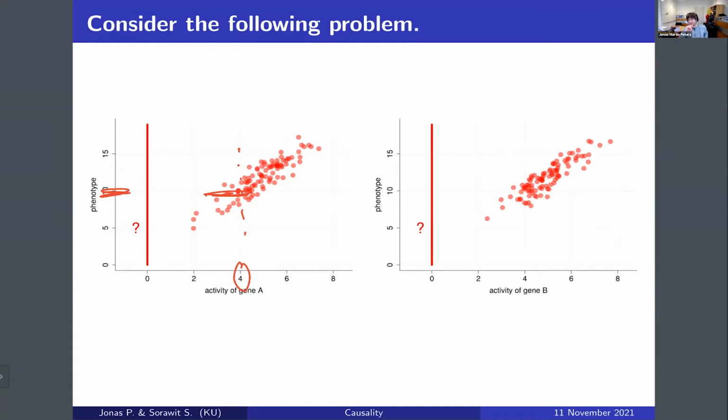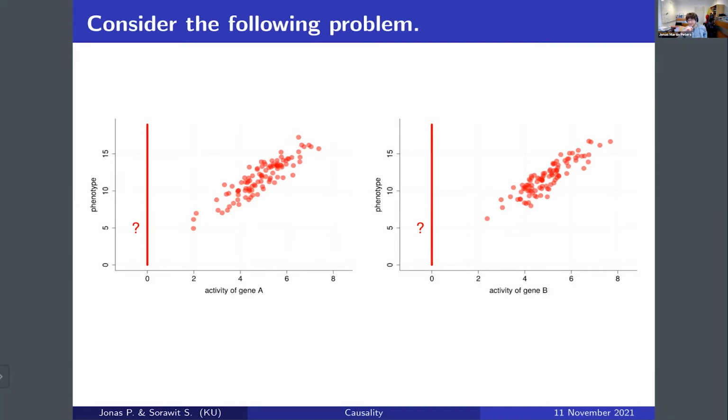A different question, however, is what is the best prediction of the phenotype if we intervene in the system and, let's say, delete the gene A. So we actively set this value to 0. This you can do. I mean, we cannot do it, but biologists can do this in simple systems like these. You can delete a gene, then the activity is 0. And then the question is, what is the best prediction of the phenotype?